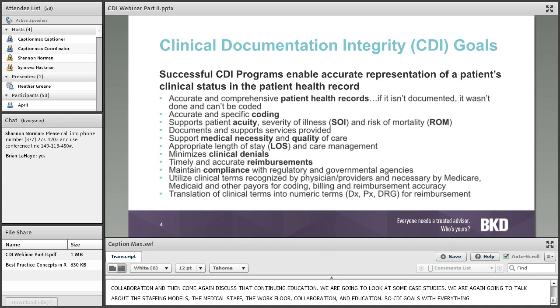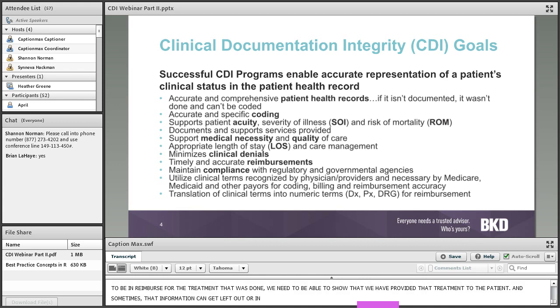So, CDI goals. With everything that is happening now, the documentation that is put in the charts when we're caring for a patient is not just documentation. Most importantly, it is the documentation of the treatment received, but it is also the record of what was done. So when we tell a payer, as providers, that we want to be reimbursed for the treatment of this condition, we need to be able to show that we have provided that treatment to the patient.